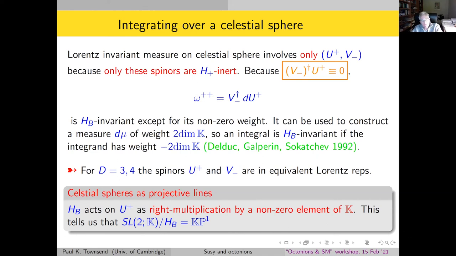Now, I should just mention before going on here that you can see already from this that the celestial spheres are projective lines, because this Borel subgroup acts on U plus, and it's invariant under U H plus. So the only thing left is the SO(D minus 2), which is essentially action by an element of K of unit norm, but you're also multiplying by just some positive element. So essentially you get right multiplication by a non-zero element of K. So that's how this acts, and you're basically dividing out by that. So that tells us that the celestial sphere SL2K over HB is actually the projective line KP1. And a well-known fact, of course.